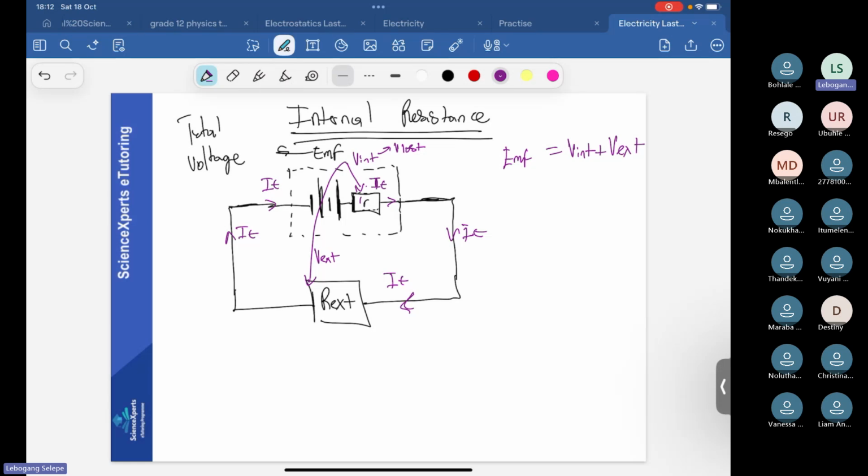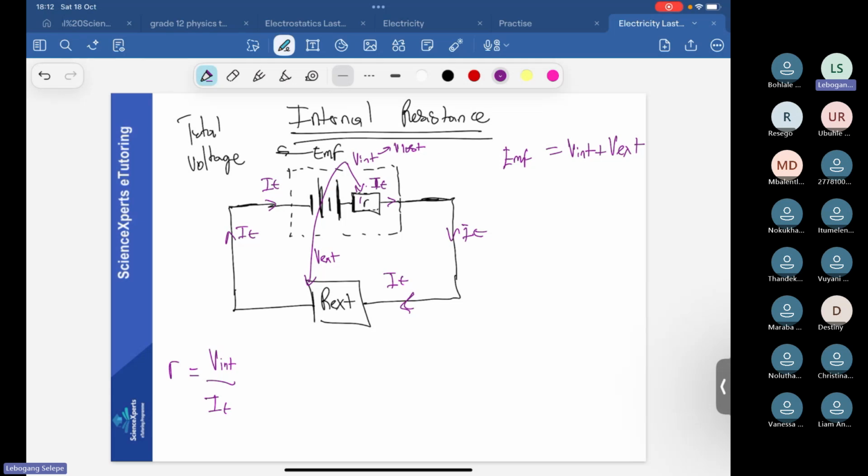So therefore, if I want to apply Ohm's law on this small resistor R, I would have that small resistor R is equal to the voltage that goes to that small resistor R, which is going to be V internal, over the current that goes to the small letter R, which would be the I total, right?